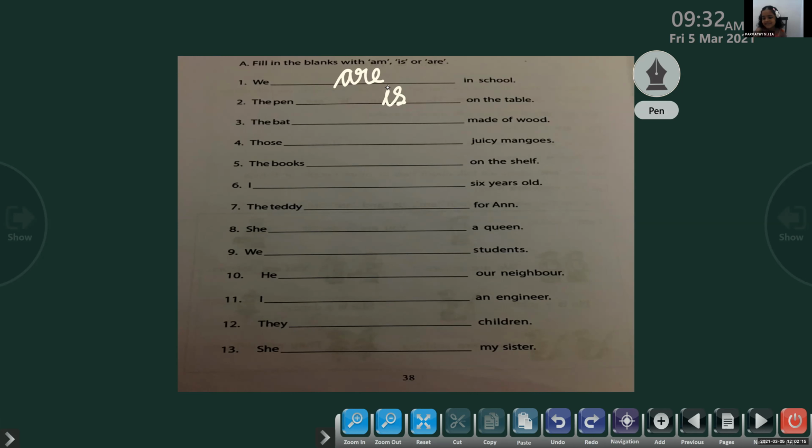The bat. Only one bat. Am, is, or are? Is. Very good. The bat is made of wood. Very good, Madhav. Thank you. Jennifer, try the fourth one.